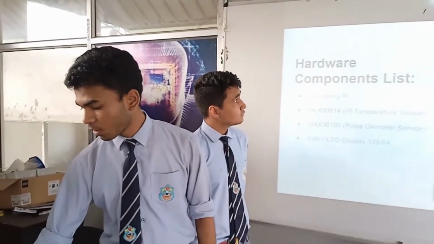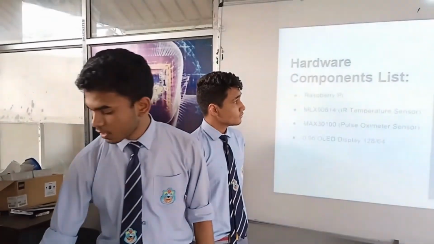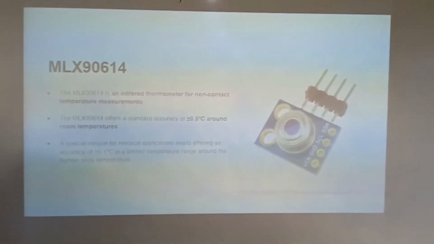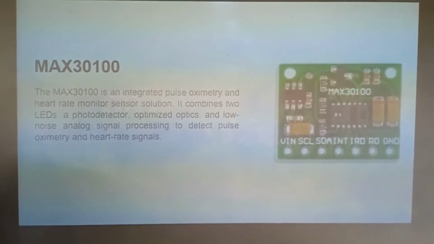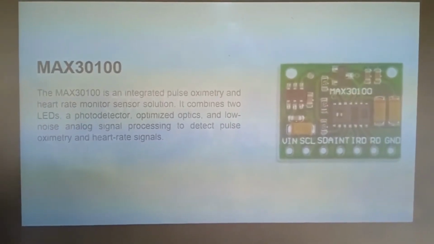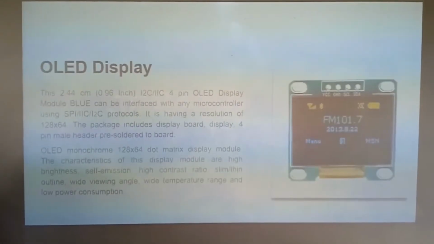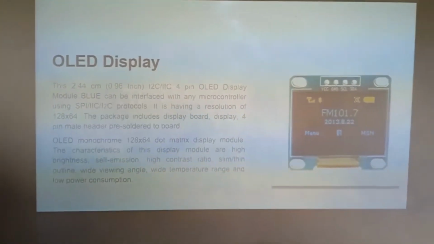Moving ahead, there are four hardware components in our project. The first is the Raspberry Pi. The second is the MLX90614, which is a thermometer sensor, and next we have the MAX30100, which helps in monitoring the pulse and oxygen levels of the patient. The next is the OLED display.